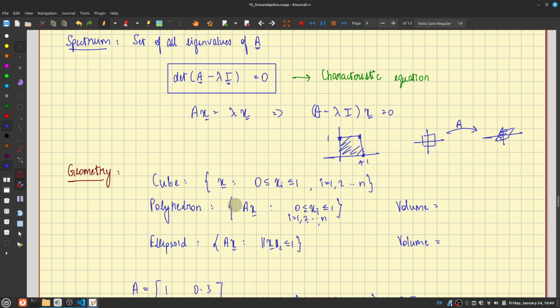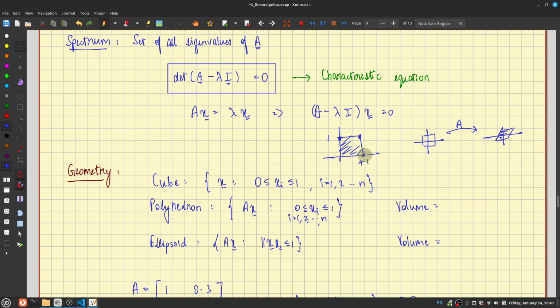So let's look at the following set, which is the set of all A times x, for which xi is between 0 and 1. If I leave out this particular A, it just gives me this cube, correct? And I can define the cube using its vertices. Now let's look at just two of these vertices. What would be the transformation of this particular vertex in terms of the matrix A? It is A times this vector, but what is it exactly? It's just the first column of A, right?